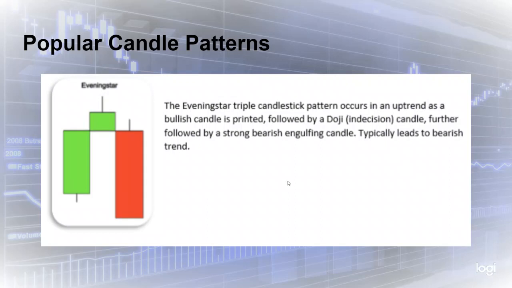So the opposite of a morning star is an evening star. This is a triple candlestick formation, and it is basically opposite. So we've got the bullish candle here, we've got the sort of doji indecision candle here, and then we have this big red bearish engulfing candle which engulfs the whole of the candle before it, and this typically leads to a bearish trend.